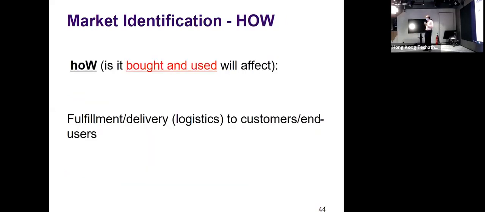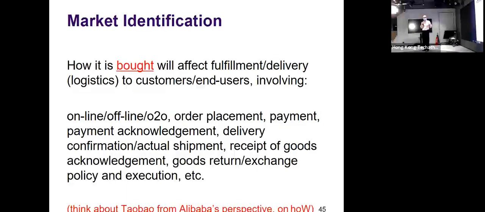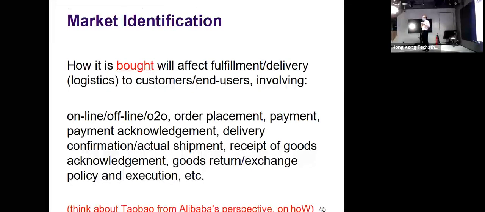Now, a lot of people's products also fail to meet the most important issue. I mean, all are important, but why, who, and how? How is thought to affect the fulfillment of logistics and technology. So, how to do it? Sometimes that is online, offline, online to offline, order placement, and so on and so forth.